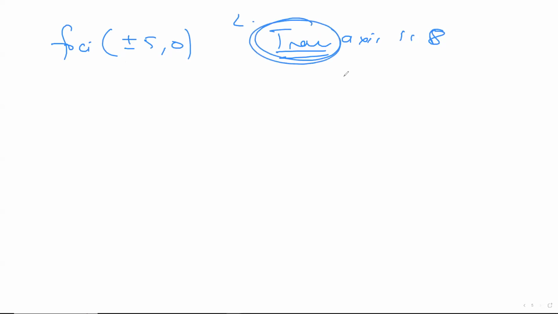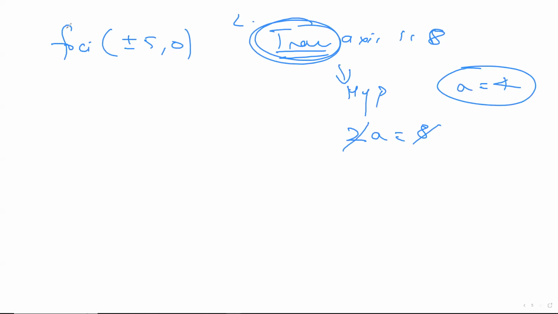Let's say foci is given to us. Framing the equation. Foci is plus or minus 5 comma 0. Length of transverse axis is 8. How do you solve this? Just now I told you. Transverse meaning hyperbola. Okay, remember this, hyperbola. Transverse axis length is 2a. 2a is equal to 8, given to me in the question. Gets cancelled. A's value equals 4.